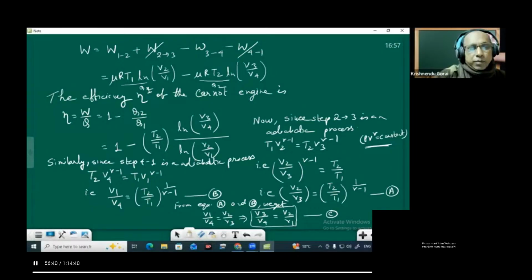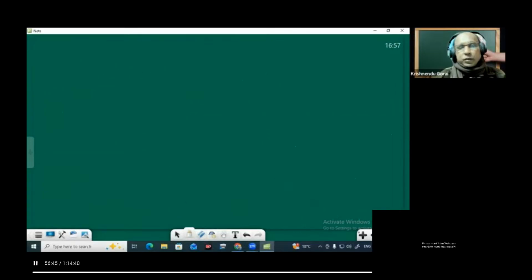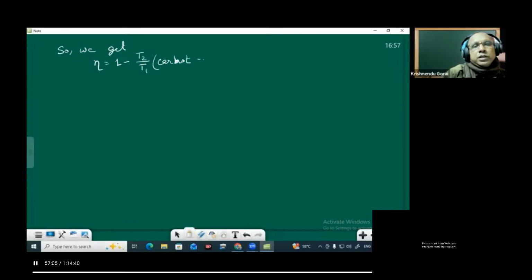Right? So what are you getting? We get eta is equal to 1 minus T2 by T1. This is the Carnot engine. What did we find? We found eta. Eta means what? Efficiency of a Carnot engine.